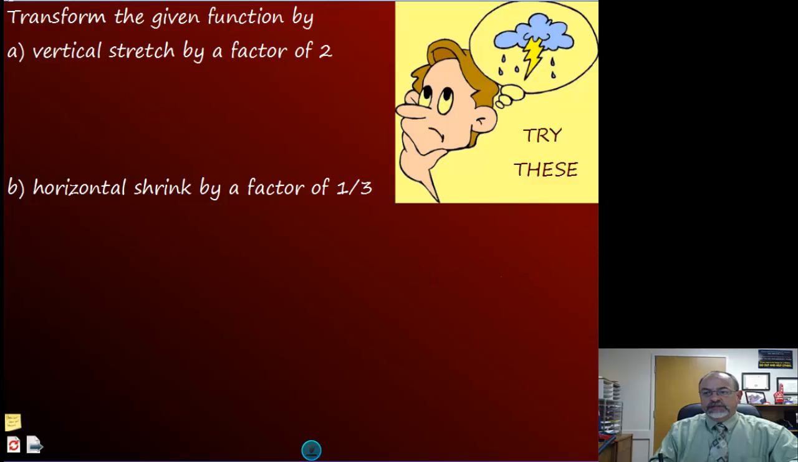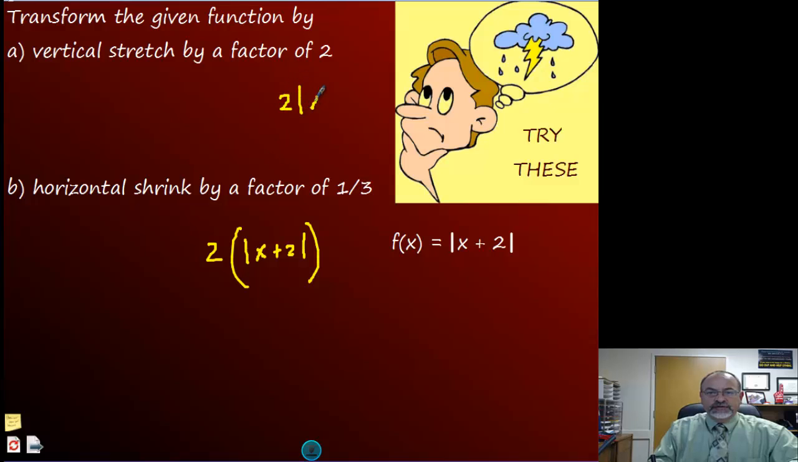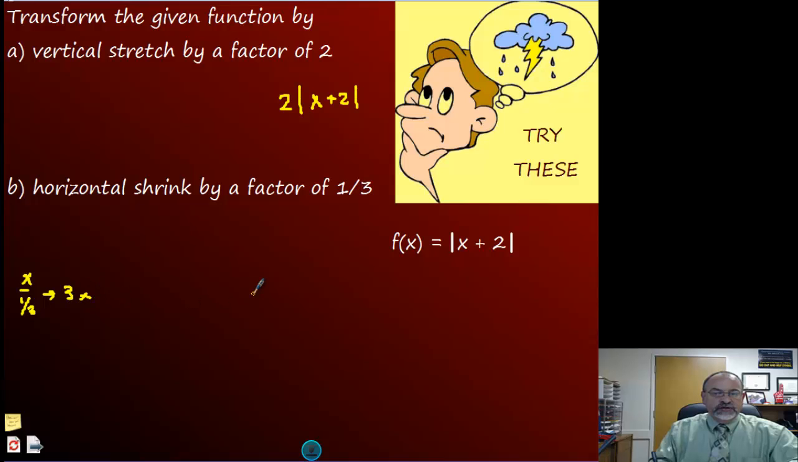Alright, let's take this one here. f of x is equal to the absolute value of x plus 2. Again, a vertical stretch means I'm going to take what produces the y value and multiply it by 2. So that's simply going to be 2 times the absolute value of x plus 2. Okay, so that's going to be my vertical stretch. And my shrink, again, of 1/3, which is 3x. So every x value I'm going to replace with 3x, so it's the absolute value of 3x plus 2, and this would be a horizontal shrink by a factor of 1/3.